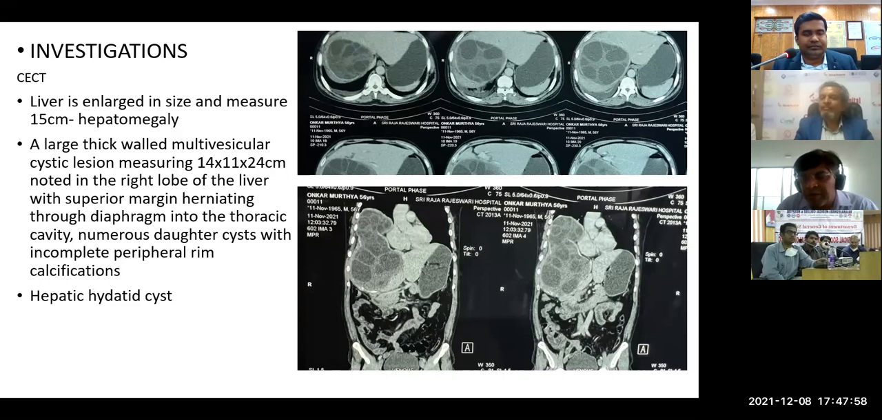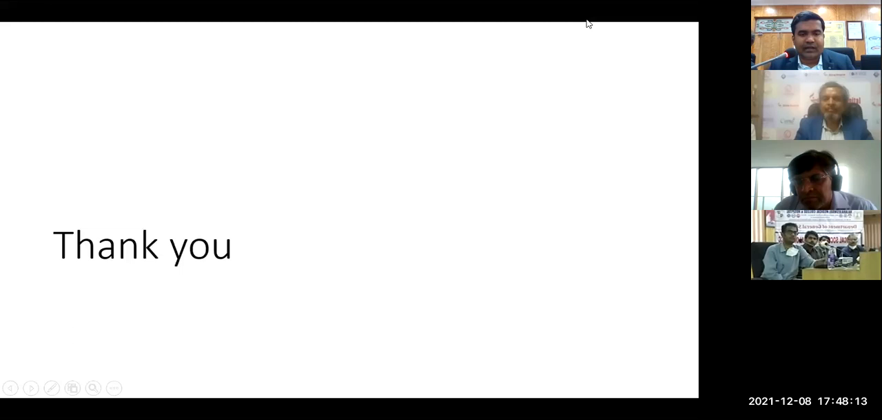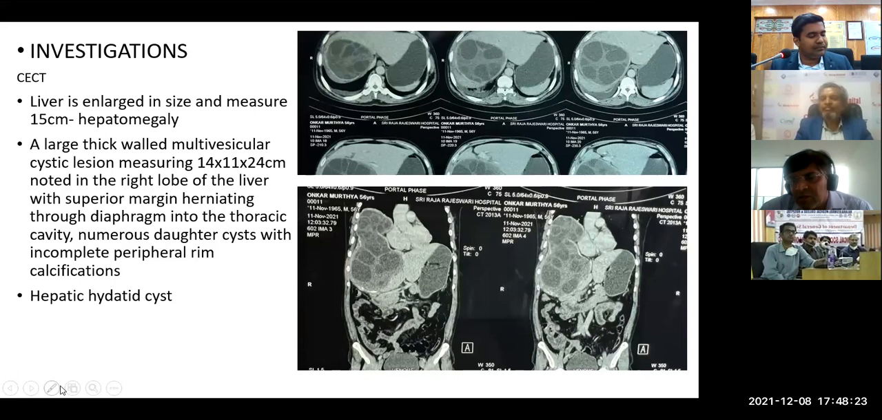If there is no spillage, the recurrence rate is about 5% or less. If there is spillage, it can go up to about 15 to 20%. Yes, sir. Okay. So it is not to be taken lightly. Even today, it can be quite dangerous, sometimes fatal. So you have to manage them properly. It is a multidisciplinary approach. The anesthetist, the physician, the gastroenterologist, all have to be involved.